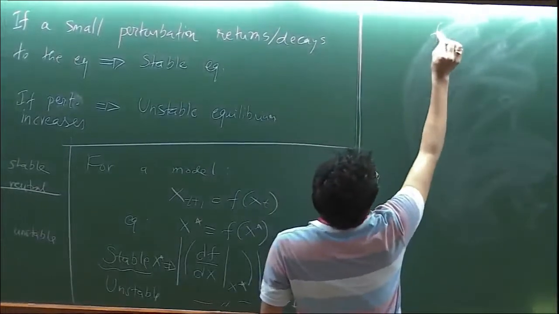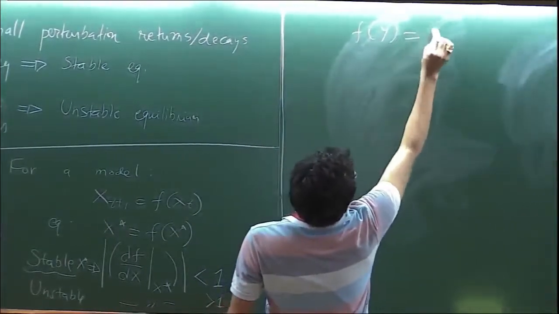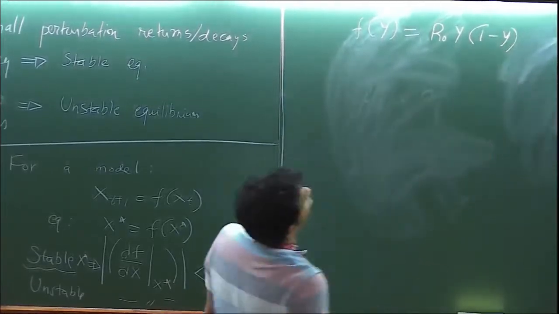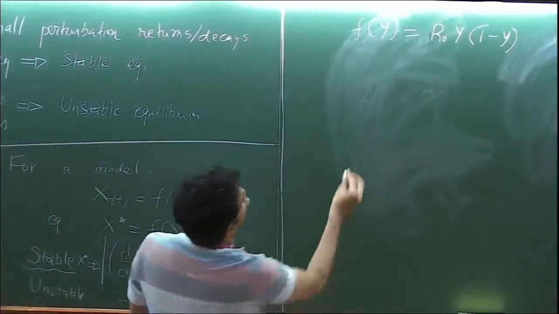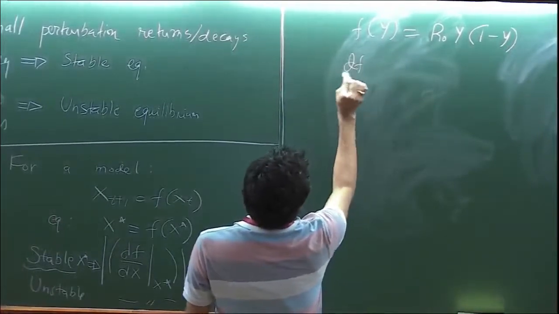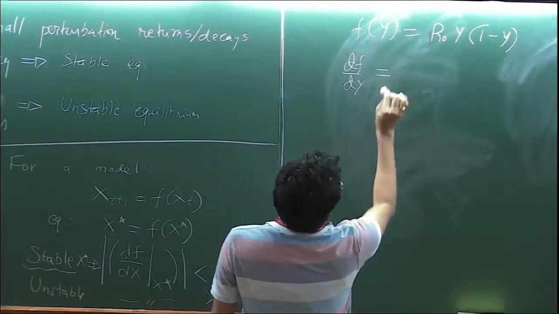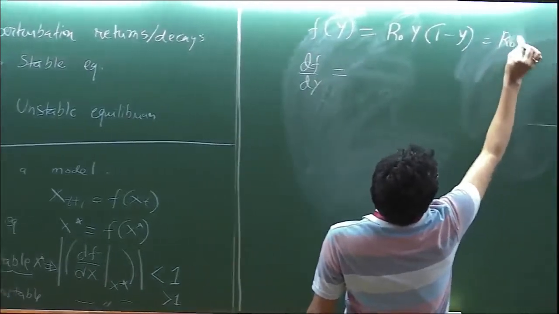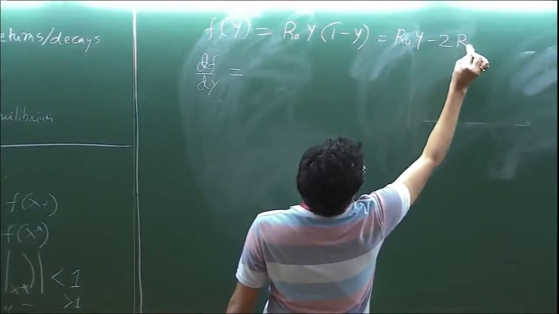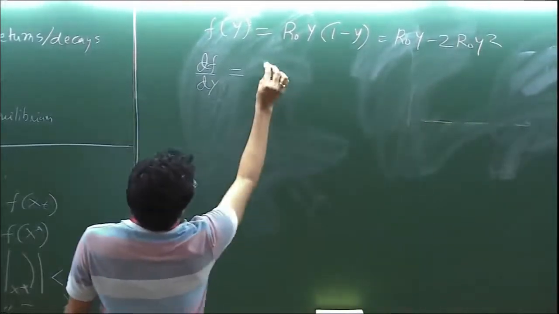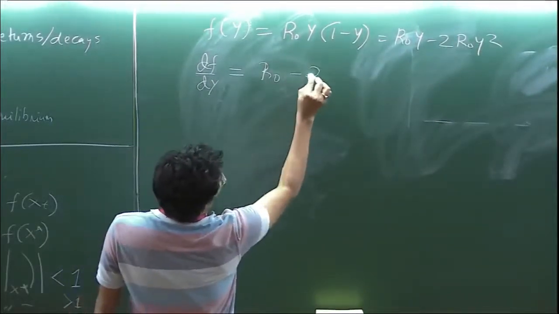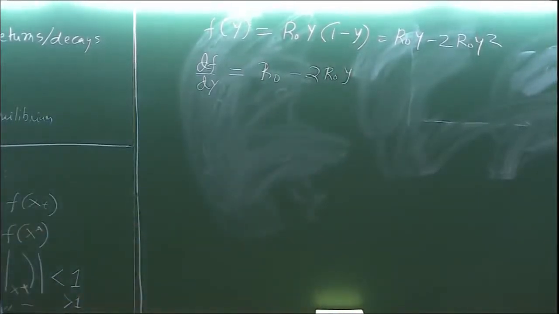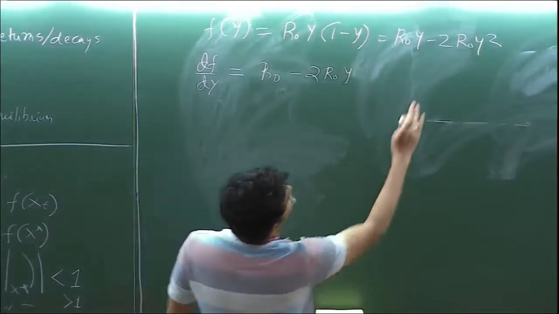Okay, so we have found the equilibria, and let us look at the stability. As I said, I'll focus on the rescaled model, for which f of y is given by this. What do we need to do? We need to find df/dy. The first term is a linear term. This is R0 y minus R0 y square. So the first term will be R0, and the second will be 2 R0 y.